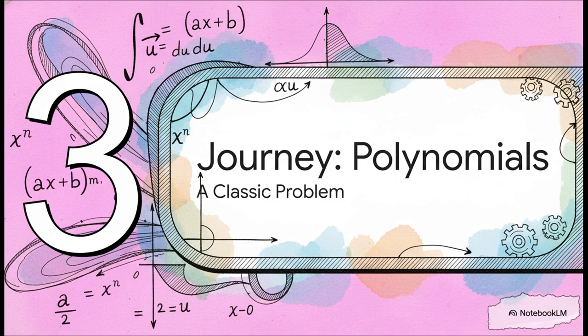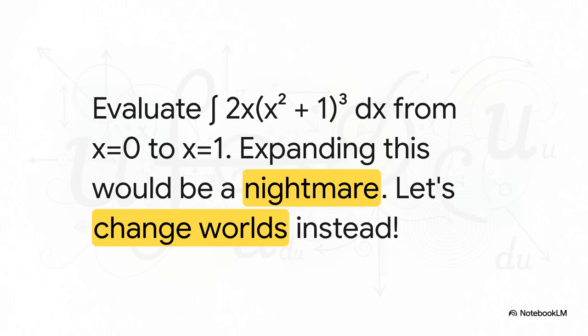All right, enough theory. Let's actually apply these steps. We're going to start with a classic polynomial integral. It looks kind of messy at first glance, but you'll see it's the perfect candidate for this method. So here's our problem. We need to find the definite integral of 2x times the quantity x squared plus 1 all cubed, going from x equals 0 to x equals 1.